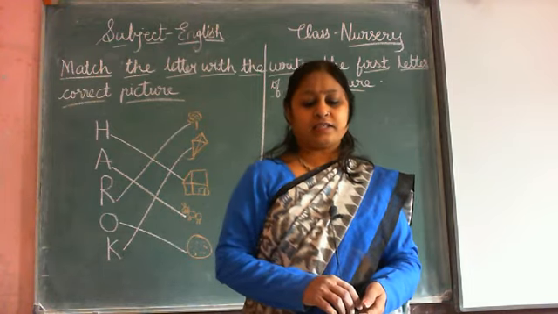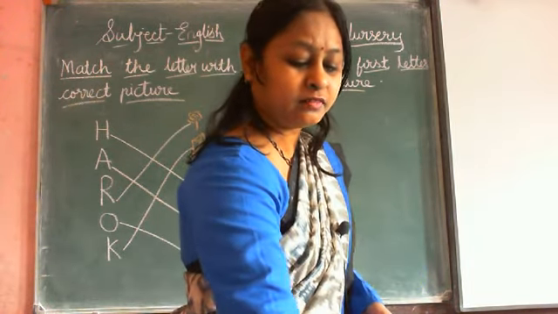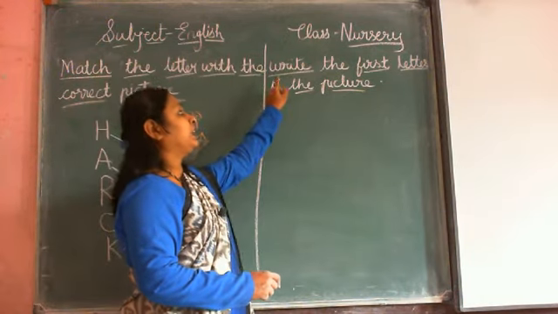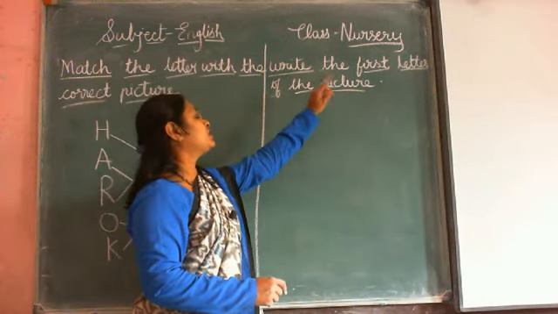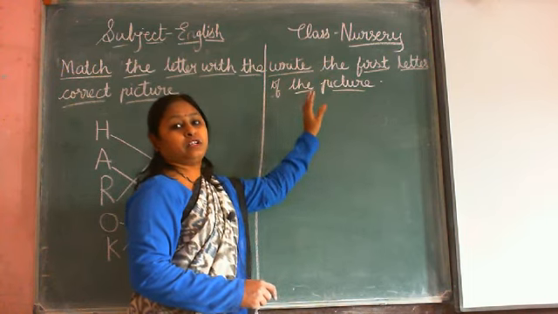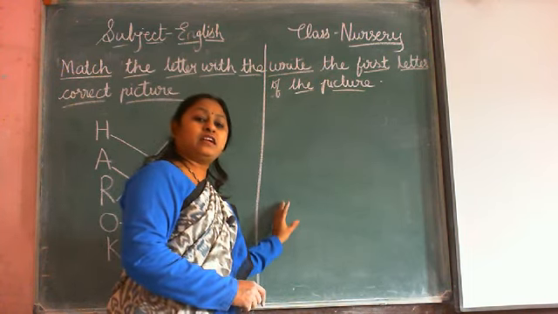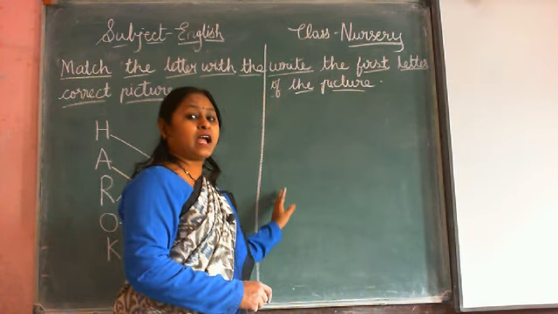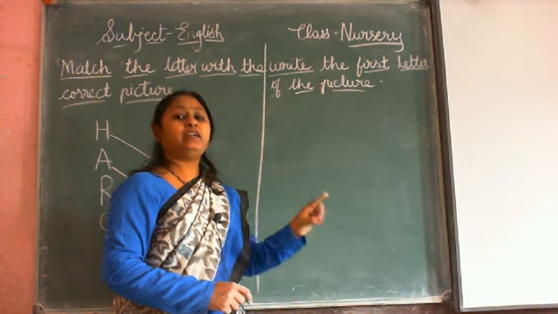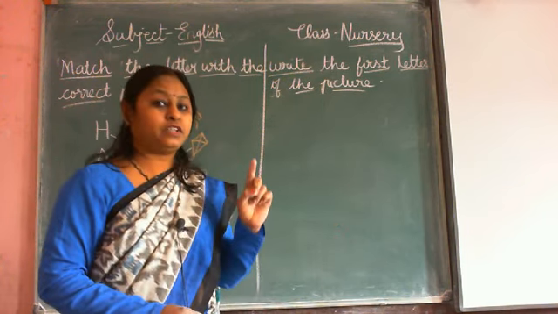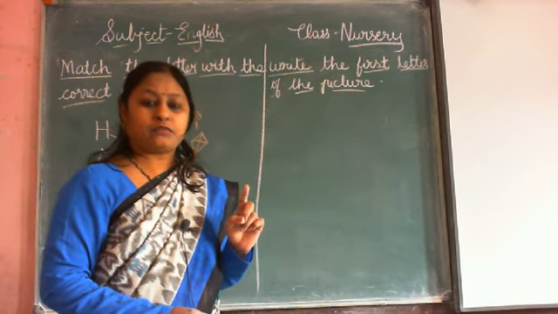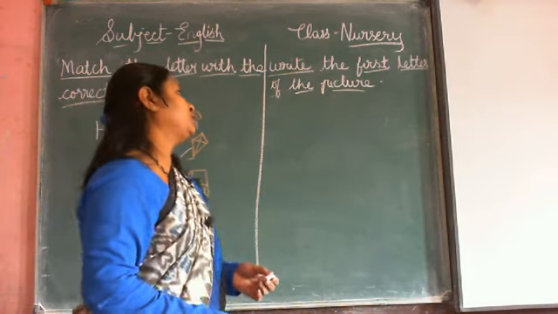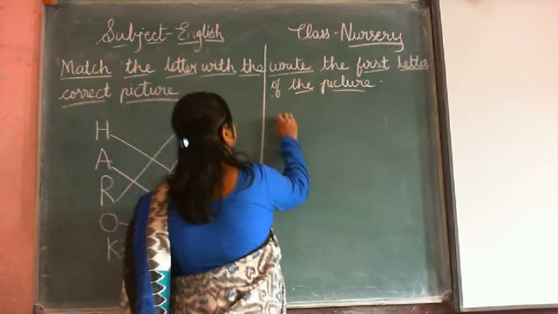Now look at the next question. Write the first letter of the picture. Some pictures are given here. You have to identify which picture it is, and after that you have to write the first letter of the picture. What you have to do? You have to write the first letter of the picture.